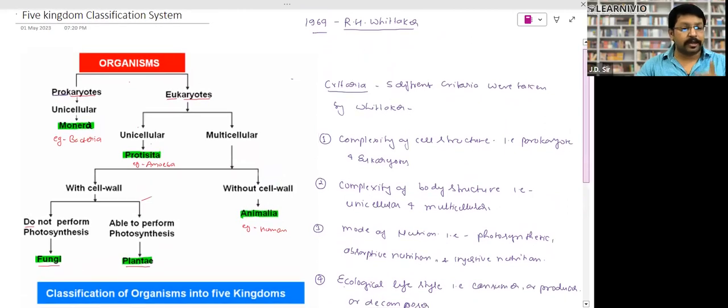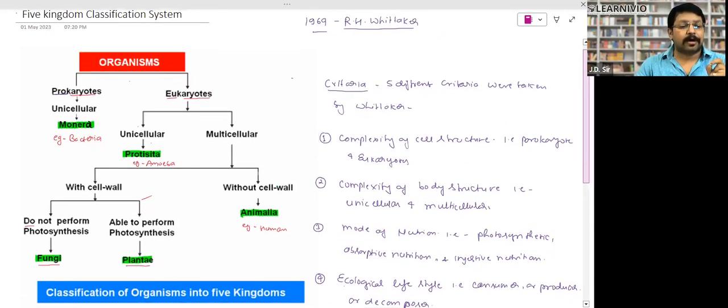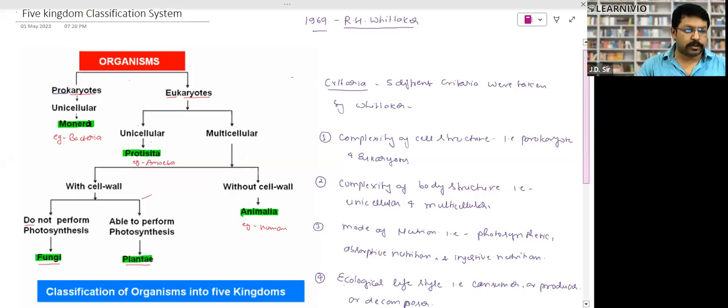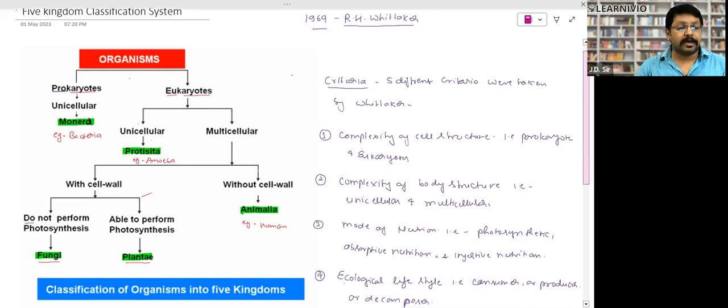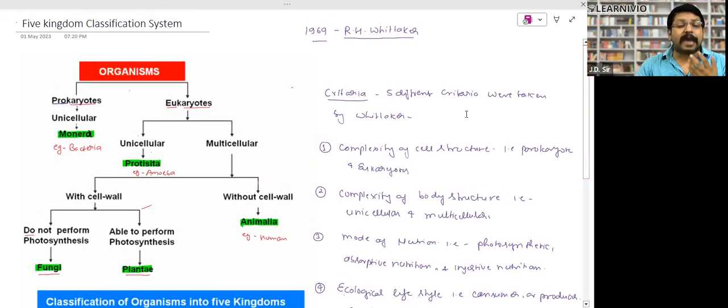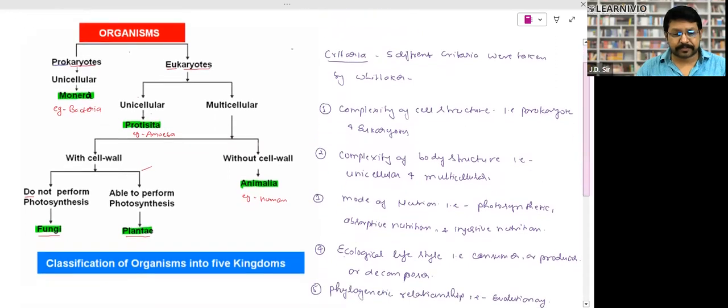You can get a long answer question from this part in your school examination. The question can be: describe the 5 kingdom classification system and what was the criteria behind designing it. So what was the criteria behind devising this classification system?